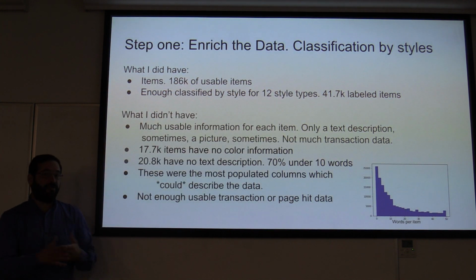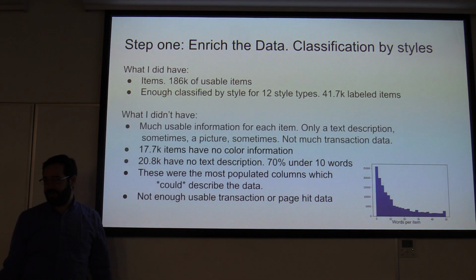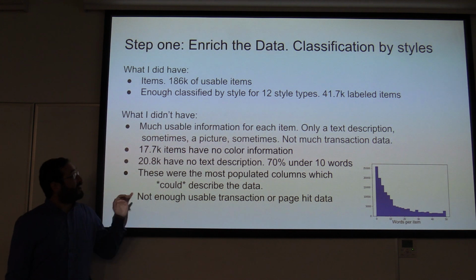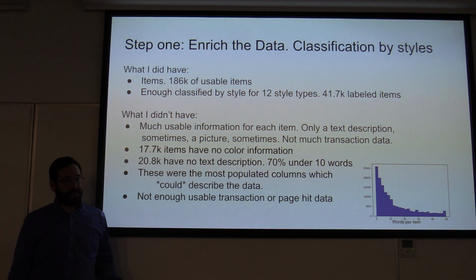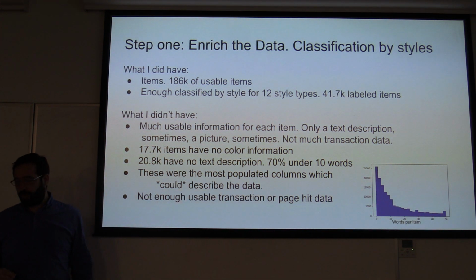Step one is to enrich the data of their database by classifying by styles. There are 186,000 usable items here, and there are 12 different style types that had enough information in them. So 42,000 are labeled. The example wasn't. So the data was even more difficult than I've let on.